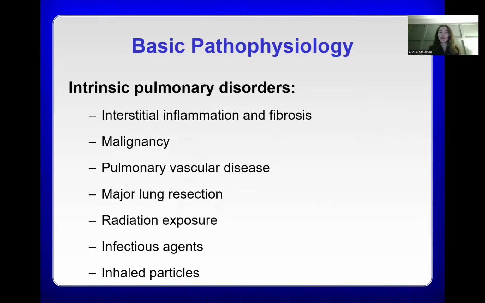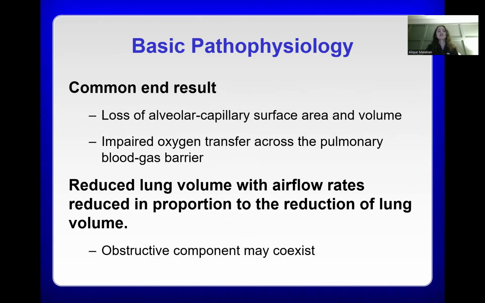There's a lot more here, but things like interstitial inflammation and fibrosis, malignancy, pulmonary vascular disease, major lung resection, basically removing a part of the lung, radiation exposure, infectious agents, and different types of inhaled particles. The book has a lot more details about what each of these can be. But regardless of which category this restrictive disorder comes from, the common end result is a loss of alveolar capillary surface area and volume and impaired oxygen transfer across the pulmonary blood-gas barrier.